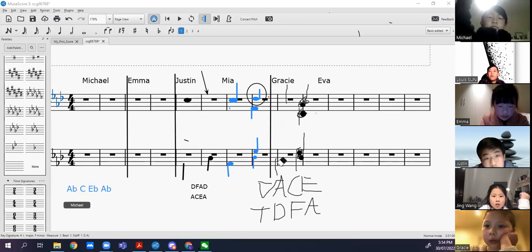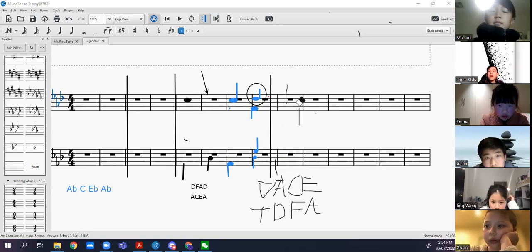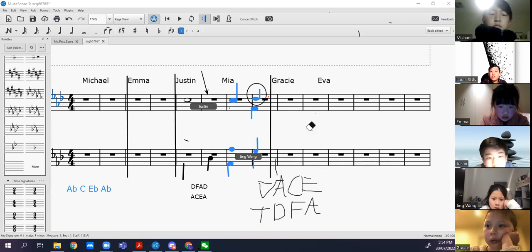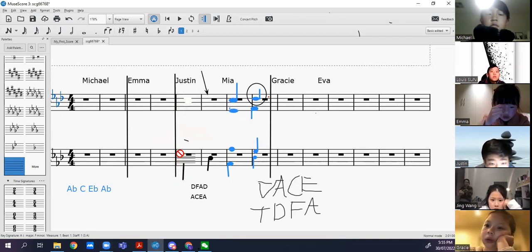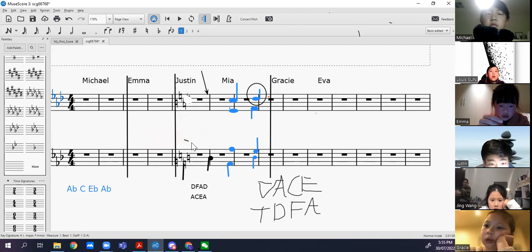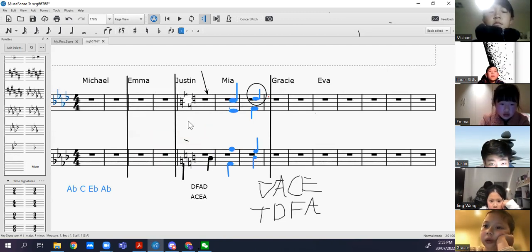Gracie, I'll rub that out for you. And I'll change your key. Oh no. I'll change your key signature, Gracie. Wait a second. Right, it's just completely messing everything up.